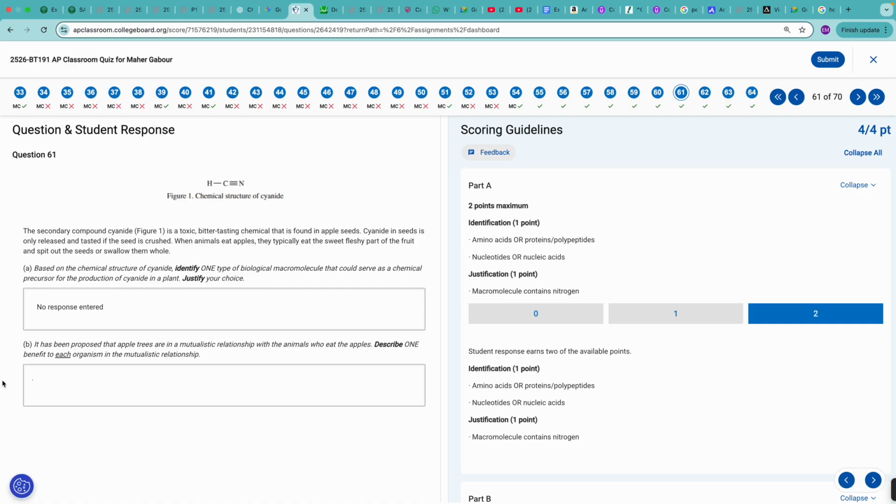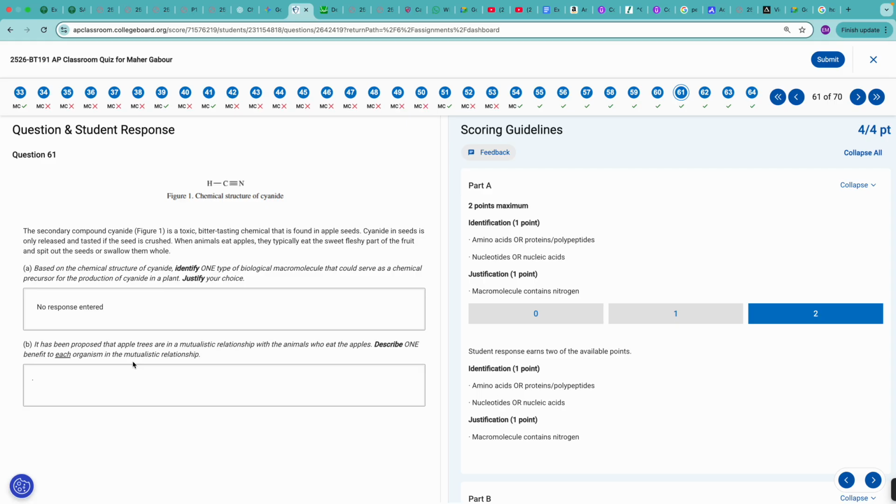Basically, you need to know the structure of the macromolecules. We know that both proteins and nucleic acids have nitrogen. So it can be either proteins or nucleic acids. You can choose either. I justified it for you: the macromolecule contains nitrogen.